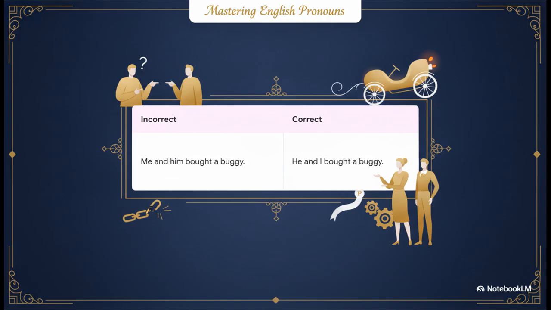Why? Well, because they are performing the action of buying. They are the doers, so we have to use subject pronouns. And do you remember our rule about British politeness? The other person always goes first. So beautifully and correctly, it becomes, "He and I bought a new buggy."